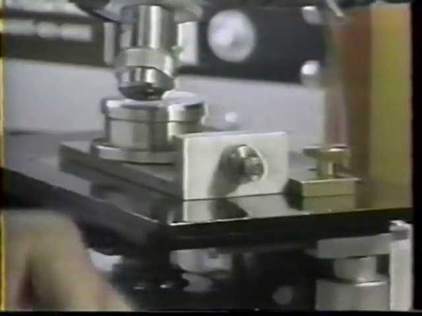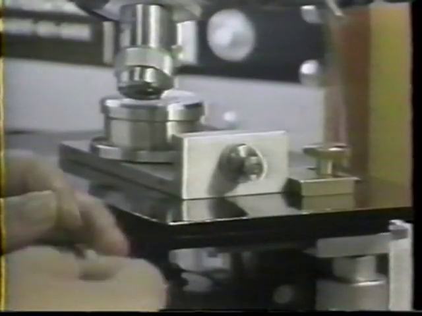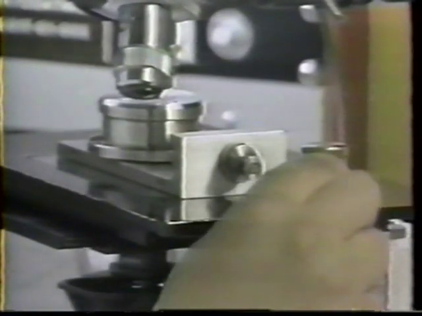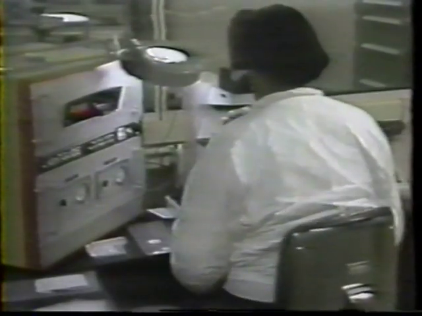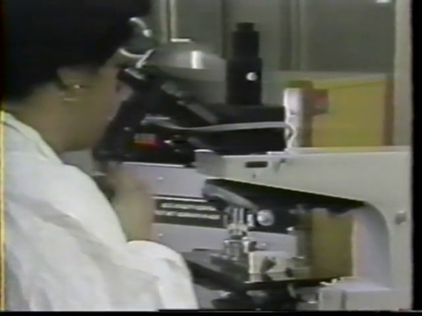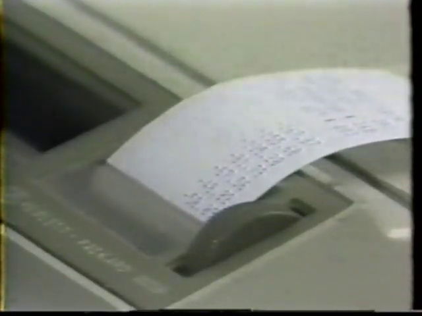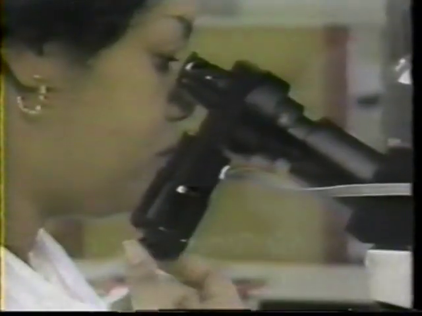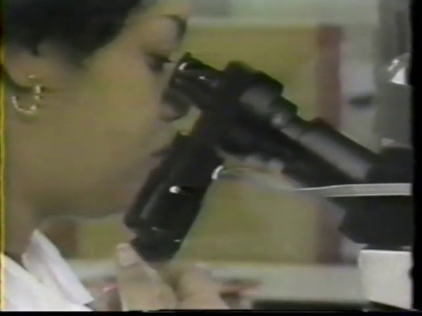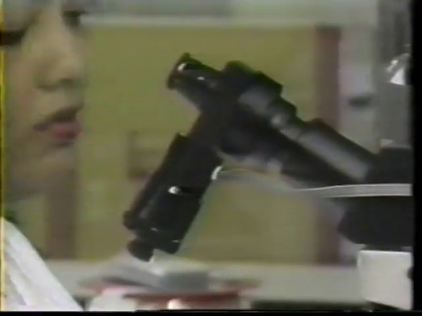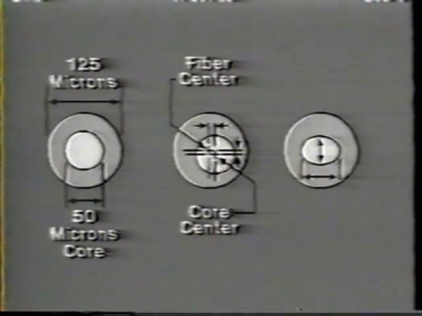Any mismatch in core cross-sections when light guide fibers are spliced causes a loss of optical power and a reduction in the fiber's information carrying capacity. Therefore, a light guide fiber's physical dimensions must be carefully verified. Not only should the dimensions be precise, but the core and cladding must be concentric and round, as illustrated here.